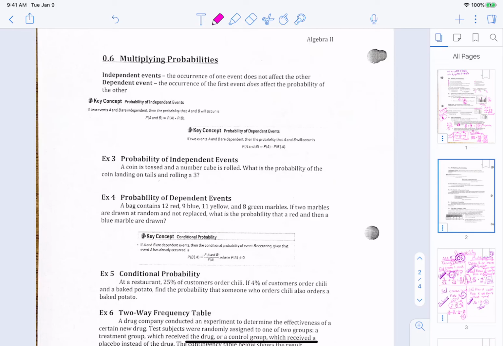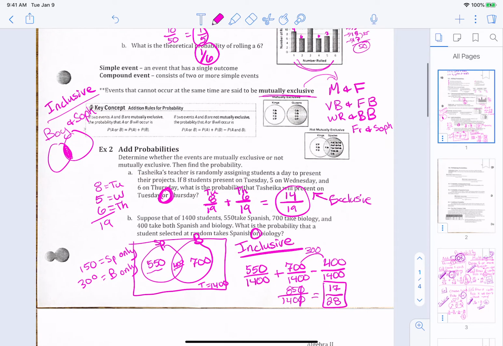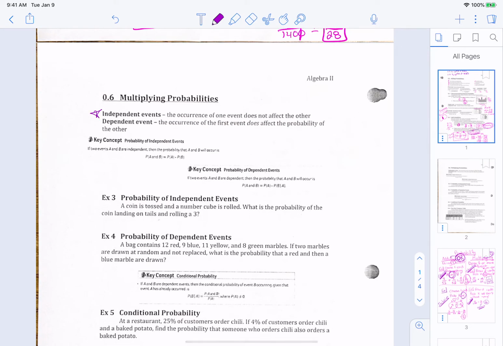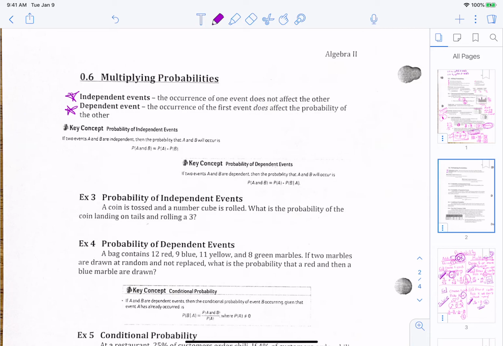All right, multiplying probabilities. In adding probabilities, the things that we had to worry about were exclusive versus inclusive. In multiplying probabilities, we have independent events versus dependent events. Okay? So most of the time, independent events will occur when you are replacing, so with replace, and dependent events will be without replace. That's most of the time the things that you will have to worry about with multiplying probabilities. With replace, without replace. Okay, good?